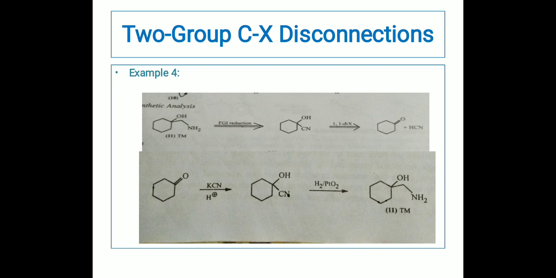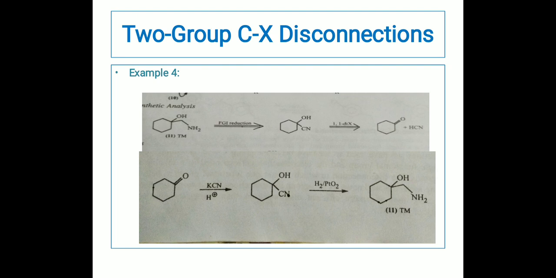So here we have two groups again connected to the carbon atom, on a cyclohexane, and this is the target molecule. Here we are first going to conduct the functional group interconversion. We know that nitriles can easily be reduced to amines in presence of hydrogen and palladium, and sometimes also with LiAlH4. Either of the two reducing agents can be used. So here the amine is first going to be interconverted to the cyano group.